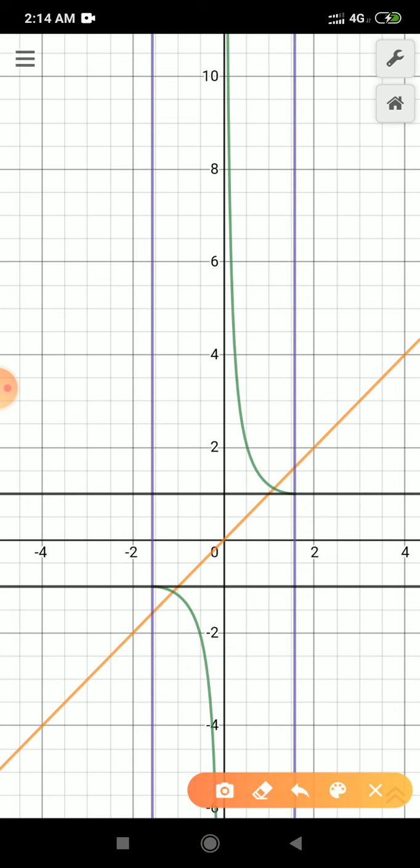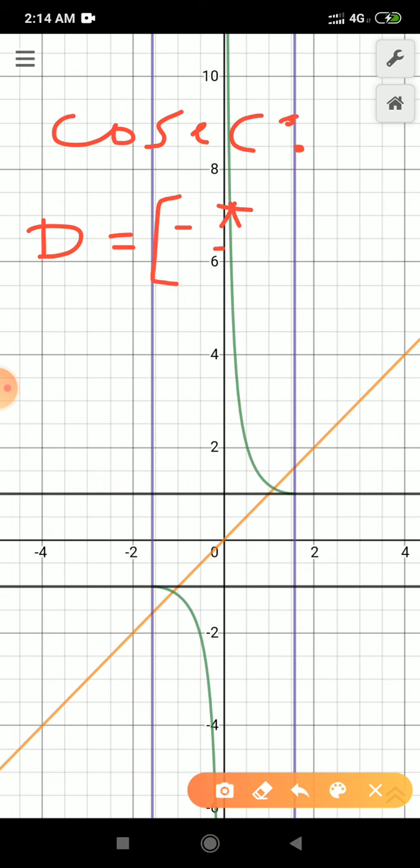So what we can write here is that for the function cosec x, the domain should be the closed interval minus pi by 2 to pi by 2 difference 0. We cannot take the point 0 because at the point 0 sine becomes 0, so cosec will become infinity. That is happening here, so that's why the domain should be this.